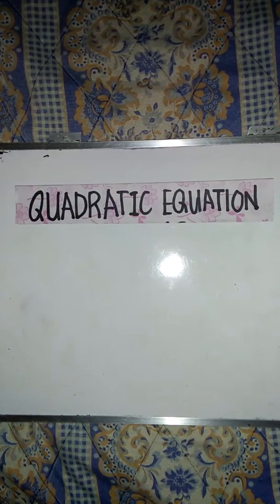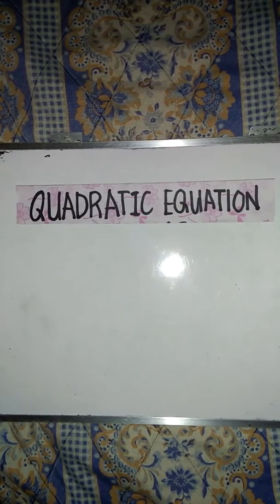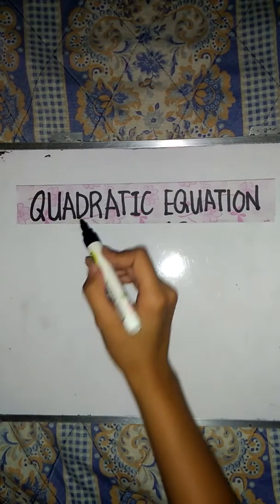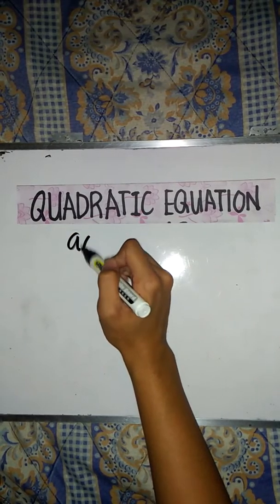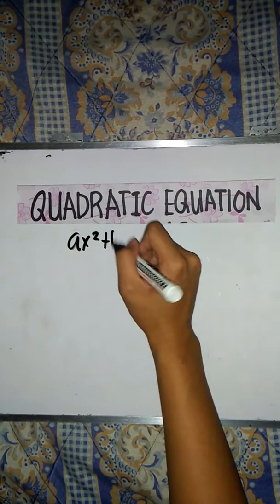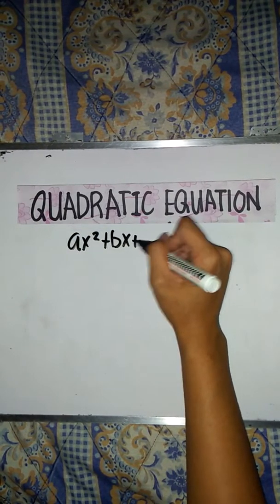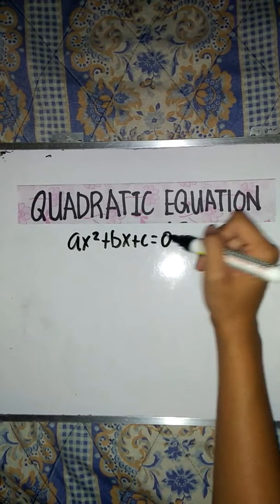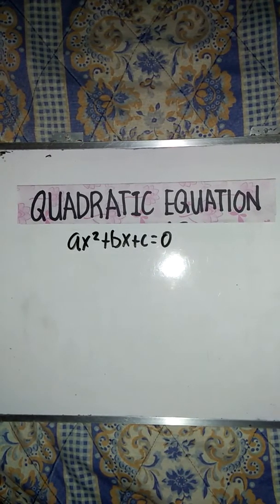First, what is a quadratic equation? A quadratic equation is one in which the highest power of the unknown occurring is 2. The first degree term and the constant term may or may not be present. A quadratic equation has a general form given as ax squared plus bx plus c is equal to 0, where a, b, and c are real numbers, but a must not be equal to 0.